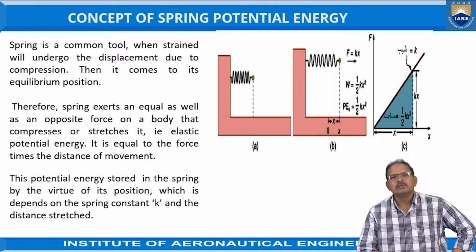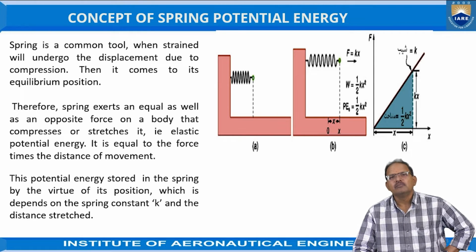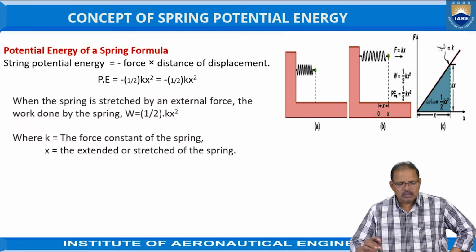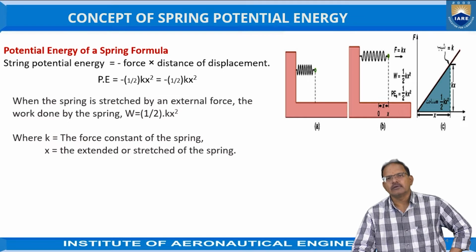That is the elastic potential energy stored, which is equal to the force times the distance of the movement of the body. This potential energy is stored in the spring by virtue of its position, which depends on the spring constant and the distance stretched. The potential energy stored within the spring is given by minus half k x square, where k is the spring constant and x is the distance travelled.